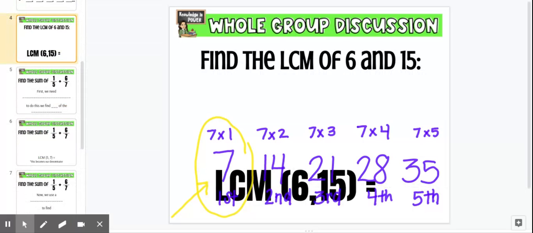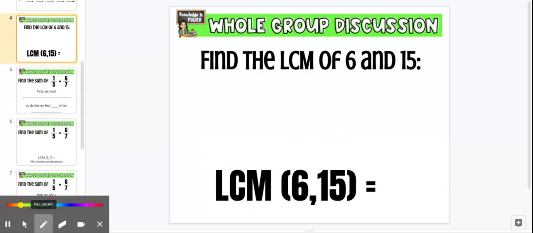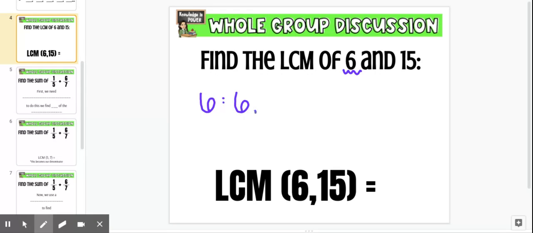So now we're going to move on to finding LCM, which is least common multiple. We start by looking at the smaller number, 6. I'm going to find the first 5 multiples of 6. 6 times 1 is 6. 6 times 2 is 12. 6 times 3 is 18. 6 times 4 is 24. And 6 times 5 is 30.